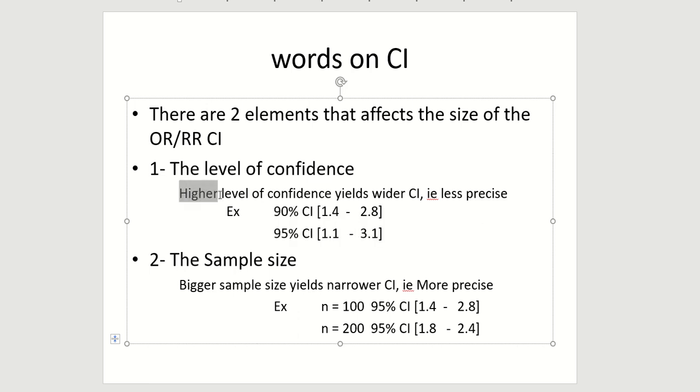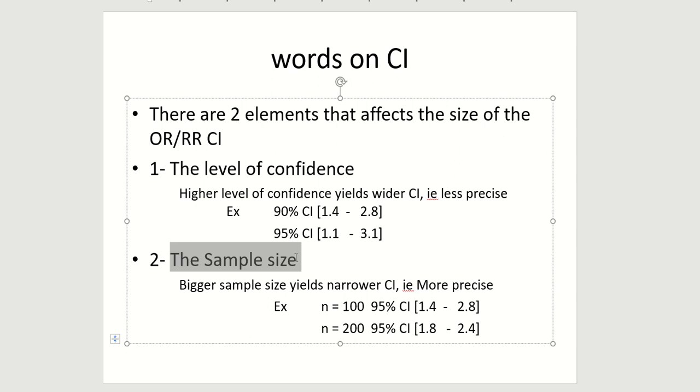So if you want a high level of confidence, the interval is going to become wider and you lose precision, provided that if you're using the same data, the limits have to move in opposite directions. So 1.4 goes down, 2.8 goes up. Okay, and if you want to get 99%, the 1.1 has to go down and the 3.1 has to go up.